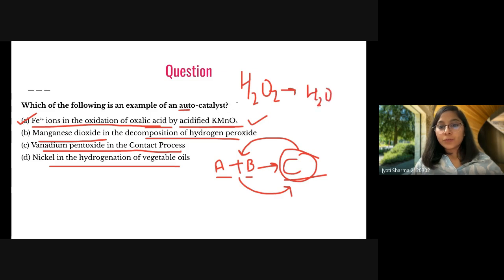H2 plus O2. And this manganese dioxide is not the product. For an autocatalyst, your catalyst will be your product itself, right? So this is not the answer. Then again, in the contact process, this vanadium pentoxide is not the product, and nickel is also not the product. So that's why A is the right answer only.